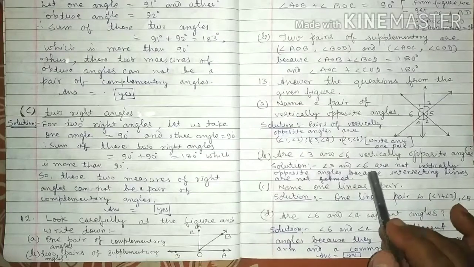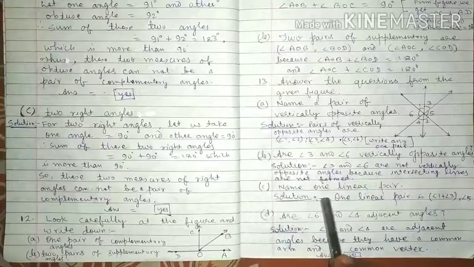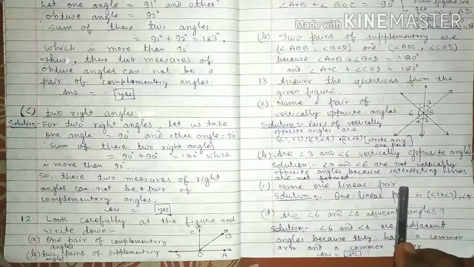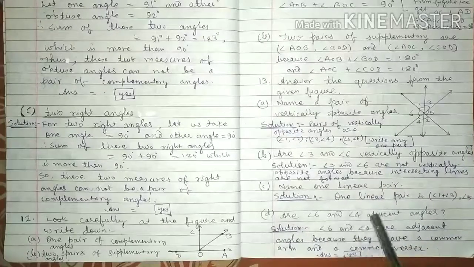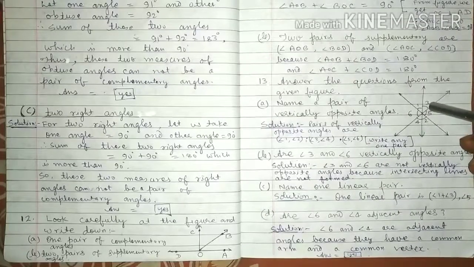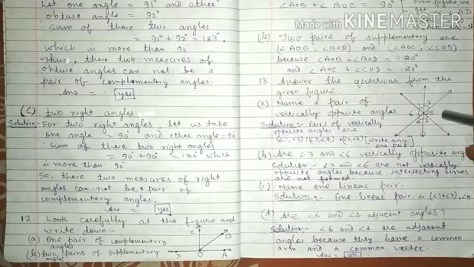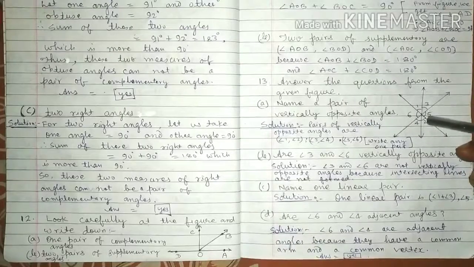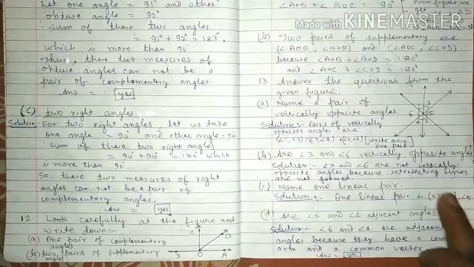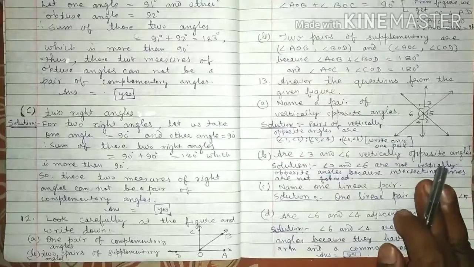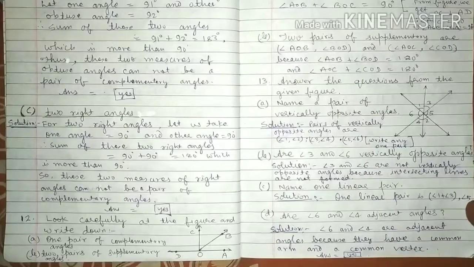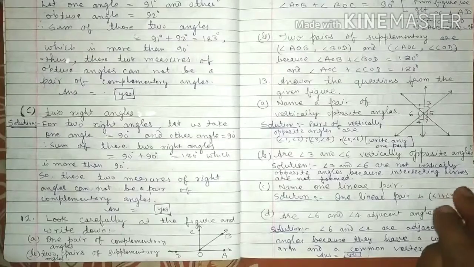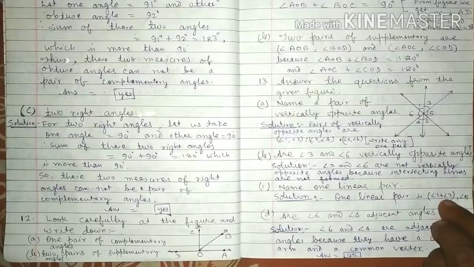So this is the answer of question number B. Now question number C. Name one linear pair. For the solution of this question, we write one linear pair is angle 1 plus 3. This is one angle and the other angle is angle 5. So angle 1 plus 3, and angle 5, the other angle. So these are a linear pair. So this is the answer of question number C.